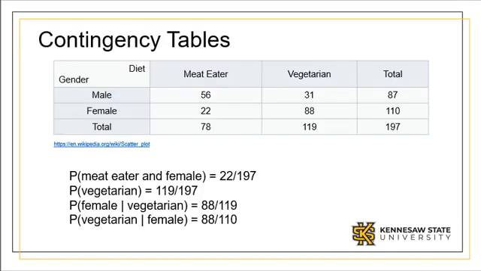Contingency tables are excellent ways to organize data and determine compound and conditional probabilities. Referring to the table here, the probability of a meat eater and a female would be 22 over 197. The probability of a vegetarian would be 119 over 197. The probability of a female given a vegetarian would be 88 over 119. And the probability of a vegetarian given a female would be 88 over 110.